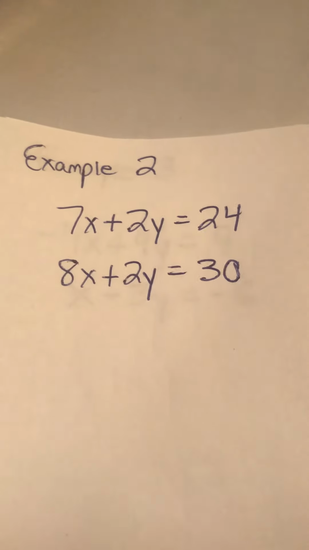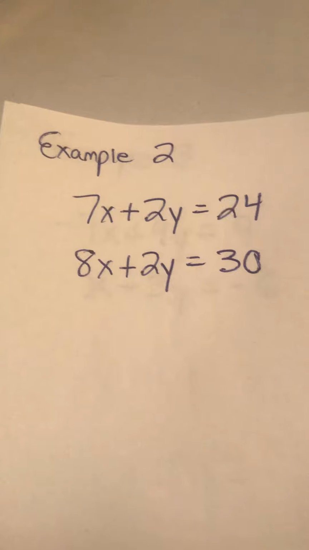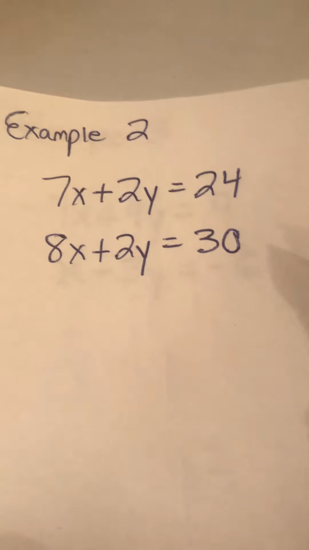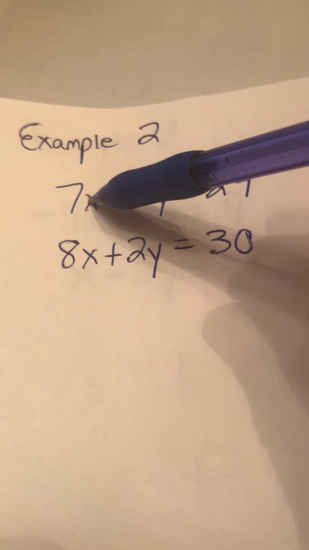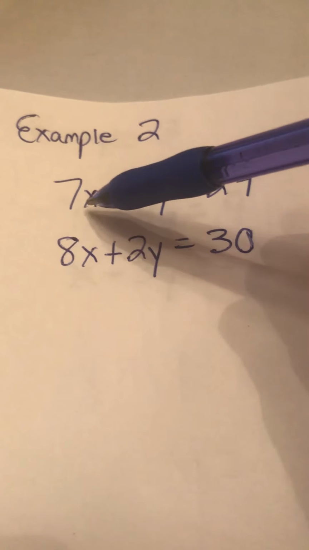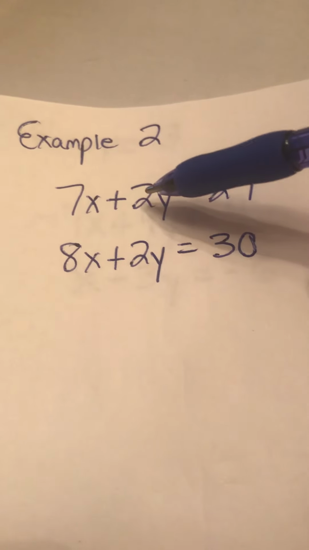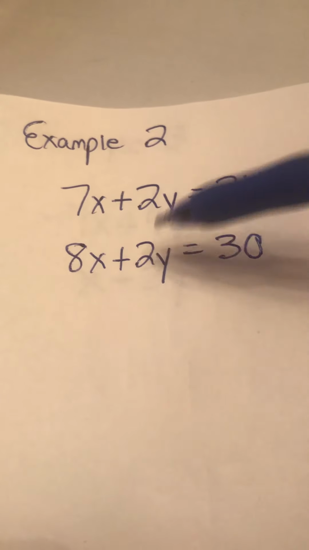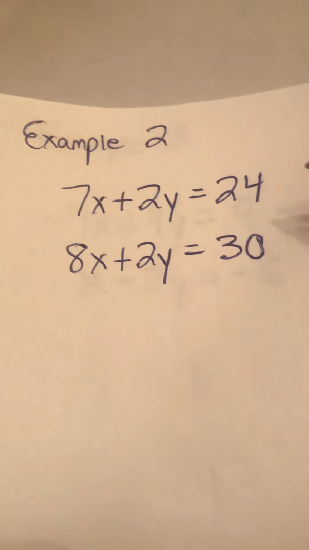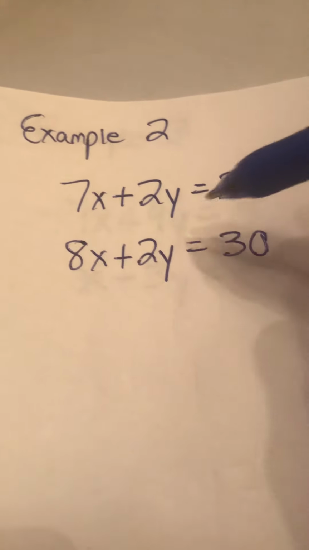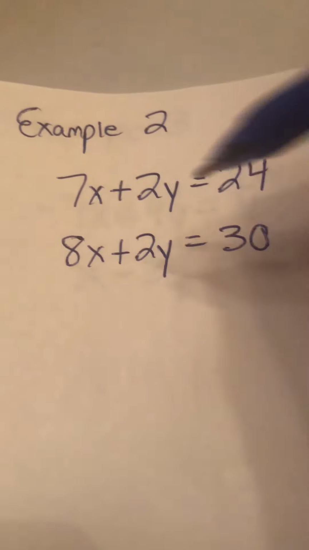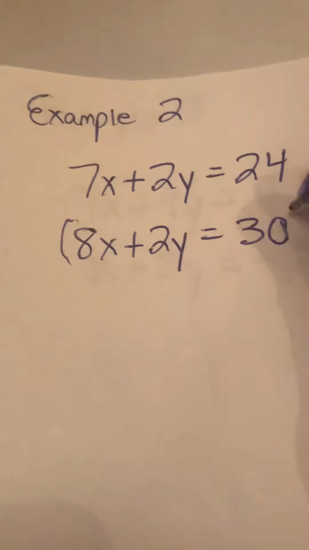There we go. Example number 2. So again, we have our coefficients. When I say coefficients, I'm talking about the number in front of the variable. So 7 is a coefficient of x, 8 is a coefficient. Coefficients here are 2, 2, and our constants are 24, 30. So both equations are in standard form. I'm going to go ahead and multiply the bottom equation by -1.